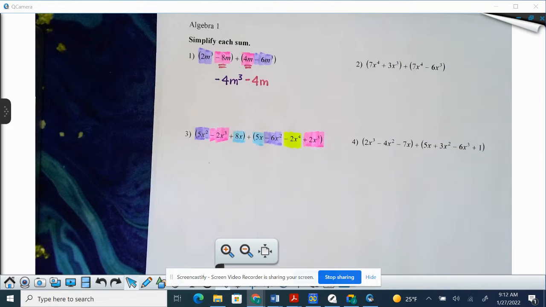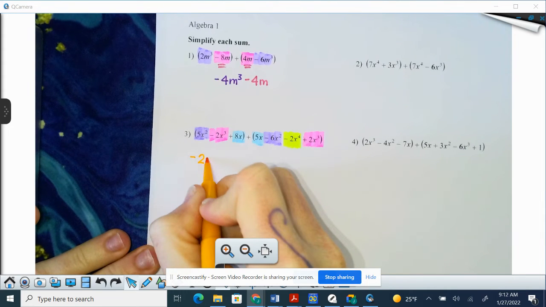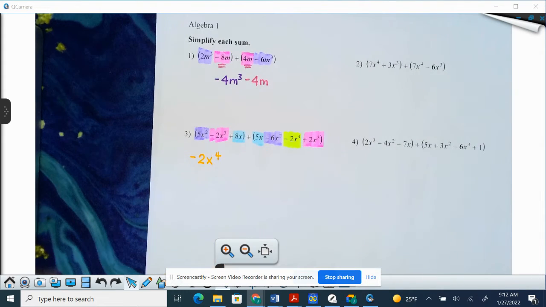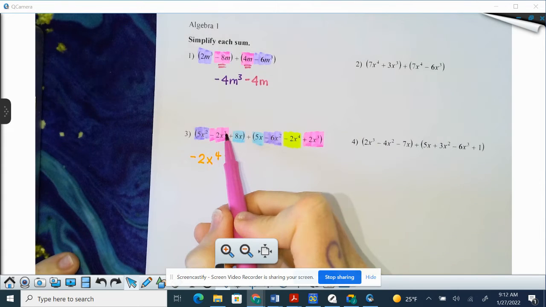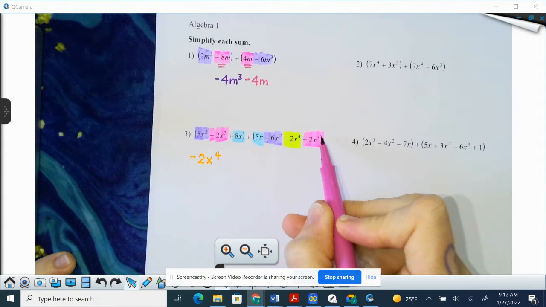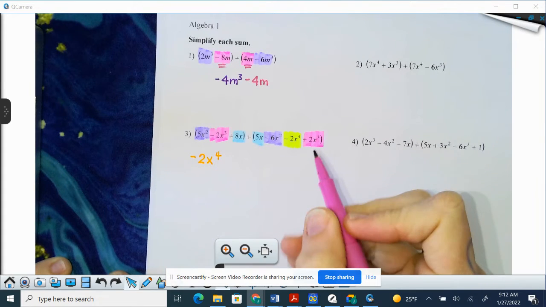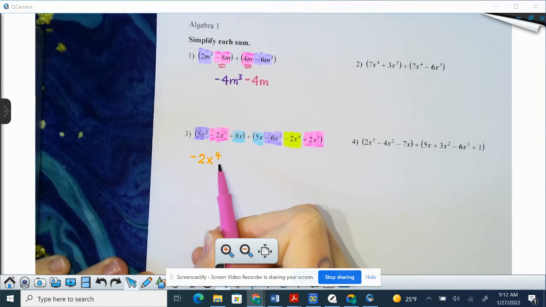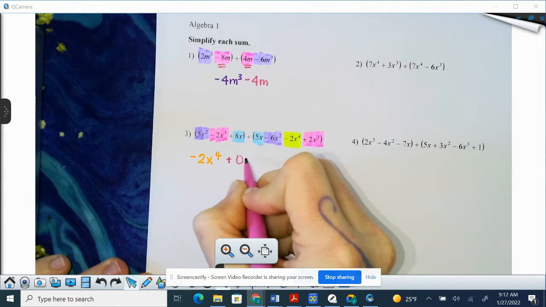So my highest exponent is x to the fourth. So I'm just going to bring him down first, because remember, standard form is highest exponent to lowest exponent. So that negative 2x to the fourth. Then after 4 would be 3. And we do have some 3s. So that's that negative 2x cubed and positive 2x cubed. So negative 2 plus 2 is going to be 0. Depending on how your brain works for organization, you can write 0x cubed if you want, just to keep yourself in line.